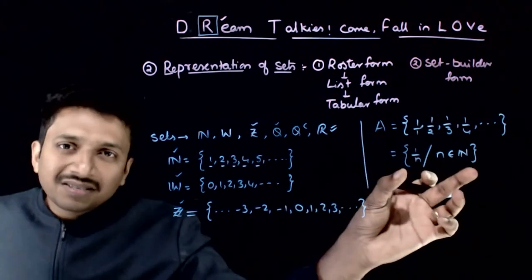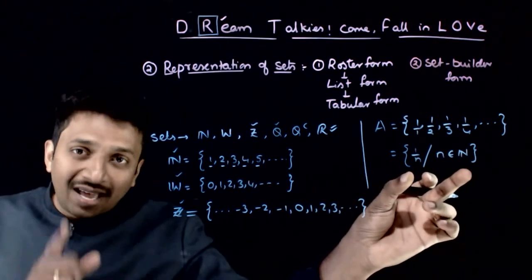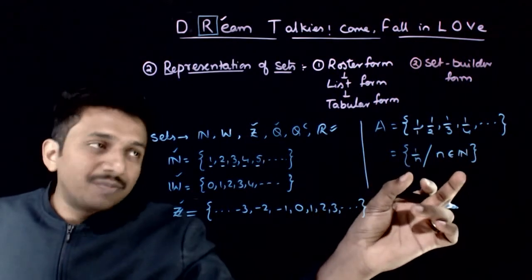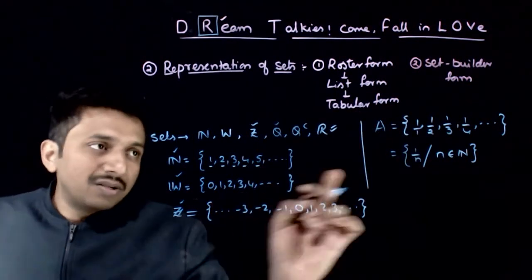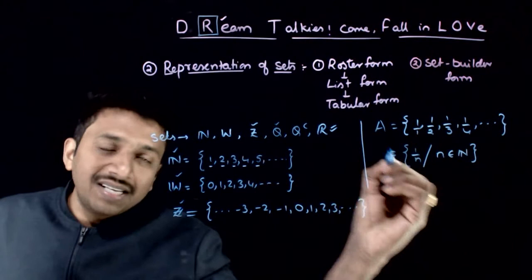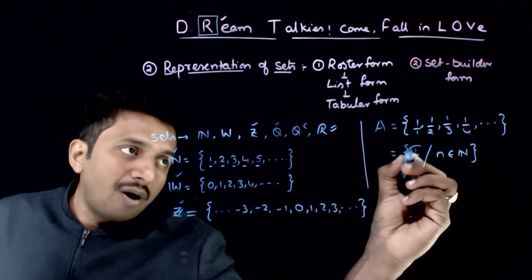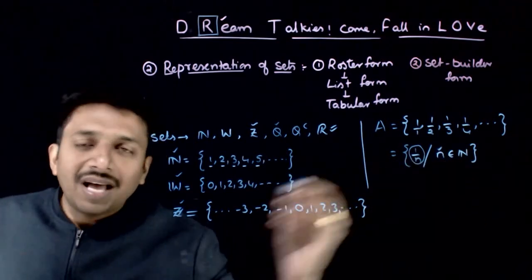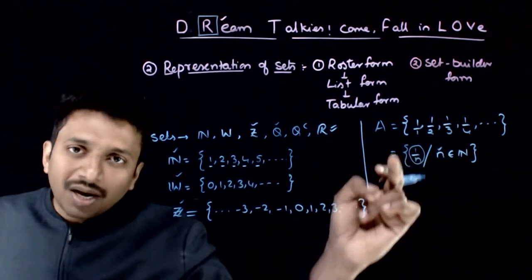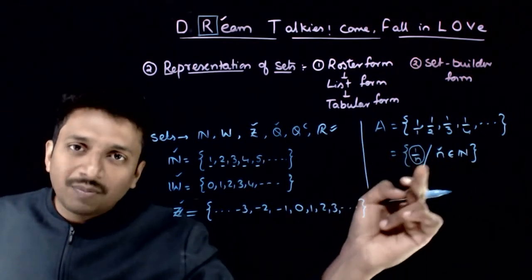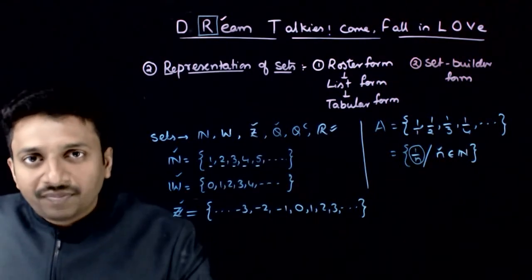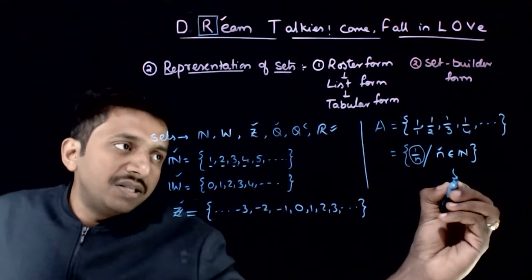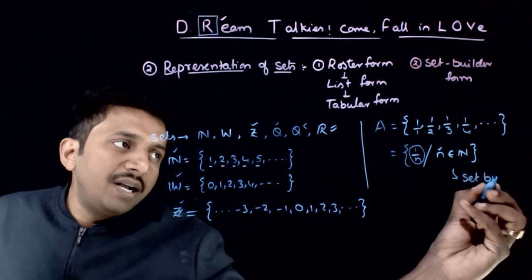So when I write this and when you read this as I have read, do you understand that this represents the same set as this? So I read this as the set containing the elements of the form 1 by n, where n is some natural number. That is, n is 1, so you get 1 by 1, n is 2, 1 by 2, n is 3, 1 by 3, n is 4, 1 by 4, and so on. This type of representation is called set builder form.